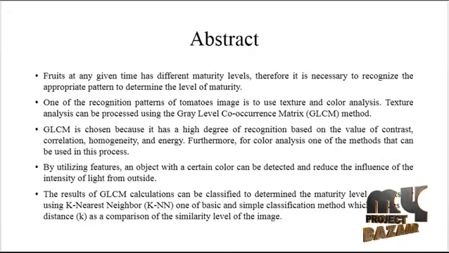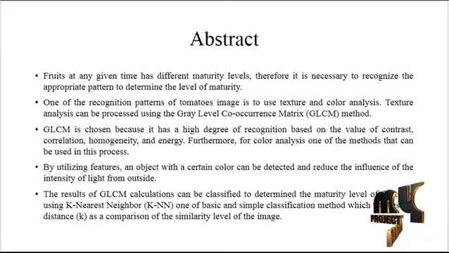Furthermore, for color analysis, one of the methods that can be used in this process is HOG, by utilizing the features, objects with certain colors can be detected and the influence of light intensity and other outside sources is reduced. The result of GLCM calculations can be classified to determine the maturity level of fruits, whether the fruit has good quality or bad quality, whatever the fruit's quality may be.